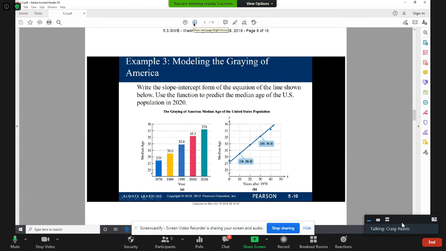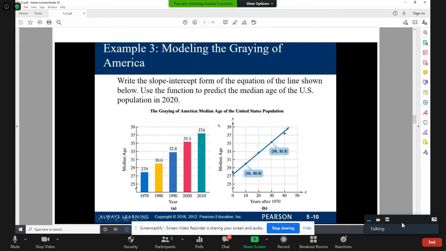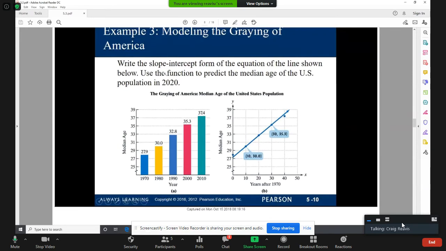All right, so here is just a problem. We're going to come up with an equation. Write the slope-intercept form of the equation of the line shown. Use a function to predict the median age of the U.S. population in the year 2020. So that was last year is what they're wanting us to predict.